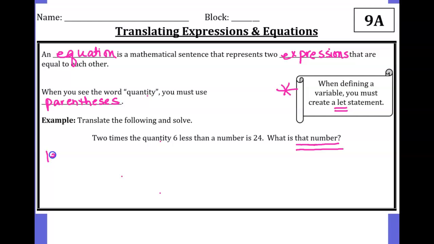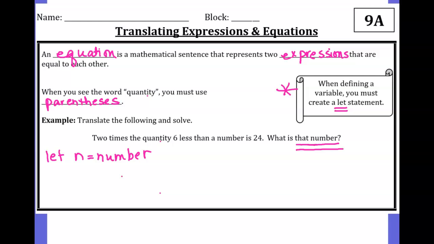Let's let that be our let statement. Let n be the number. We don't know what the number is, so there's our variable. And right now in algebra, we're never going to have more than one variable in our equations, so don't try to have multiple variables.